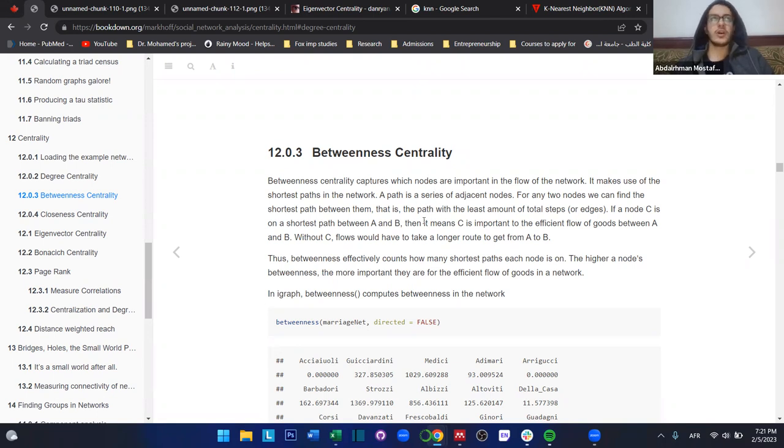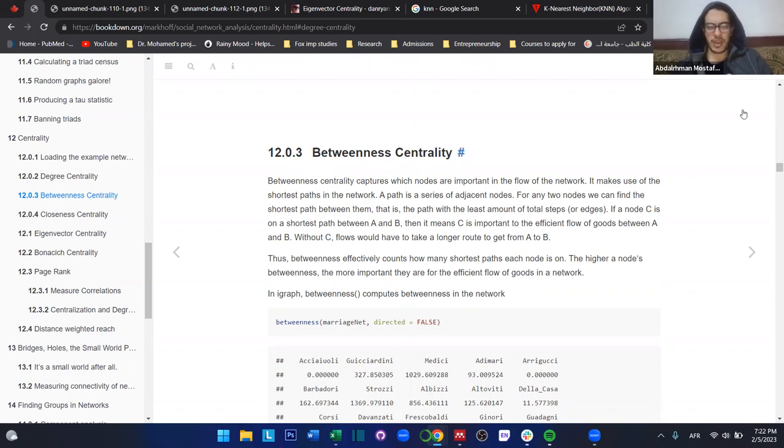For a given node, if it lies on the shortest path between the combinations of each two nodes in that particular network, then it means it's more crucial. So since we're all Egyptians here, let's take an example from Egypt. If, for example, you want to go from point A to point B, and you have to go through Tahrir Square, right? And then you want to go from B to C, and you also have to go through Tahrir Square. That means that Tahrir Square has a high betweenness centrality, right?